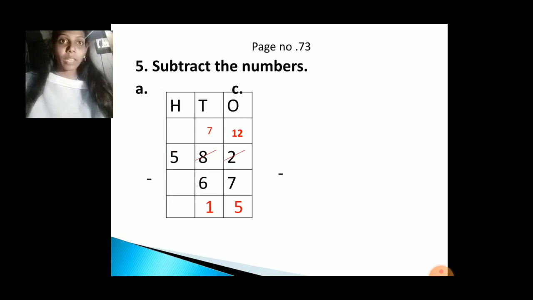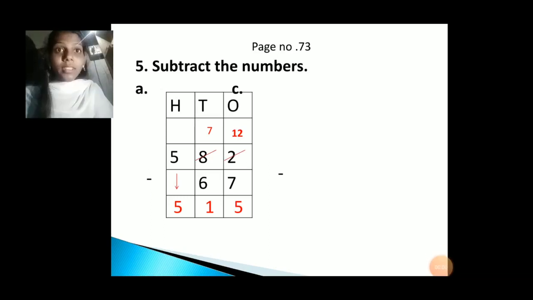Now here 5. For 5, is there any number we have to subtract? No. So 5 will jump down. So here, 582 minus 67 is 515. Now solve C question.